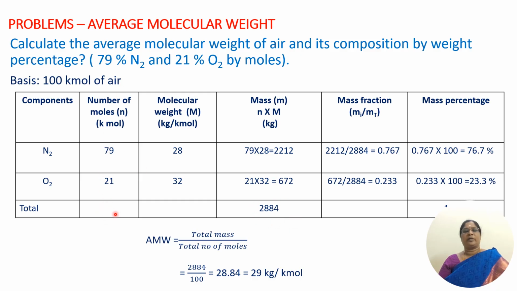Next we have to calculate the average molecular weight. Average molecular weight is calculated by using the formula total mass by total number of moles. Total mass is 2884 and total number of moles is 100. So 2884 divided by 100 will give you 28.84, that is approximately equal to 29 kilogram per kilomole.